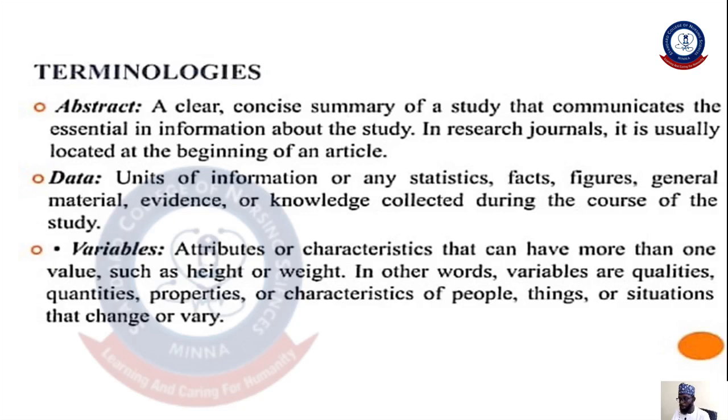For example, number of classes, number of children, number of times. When you collect these things together, it is what is referred to as data. Number of this, number of that, time of this, location of this, and what have you. This is what is referred to as data. So information or statistics or figures or materials or evidence or knowledge you gathered during a study is what is referred to as data. Then, what if it is just a single piece of information or figure or fact?